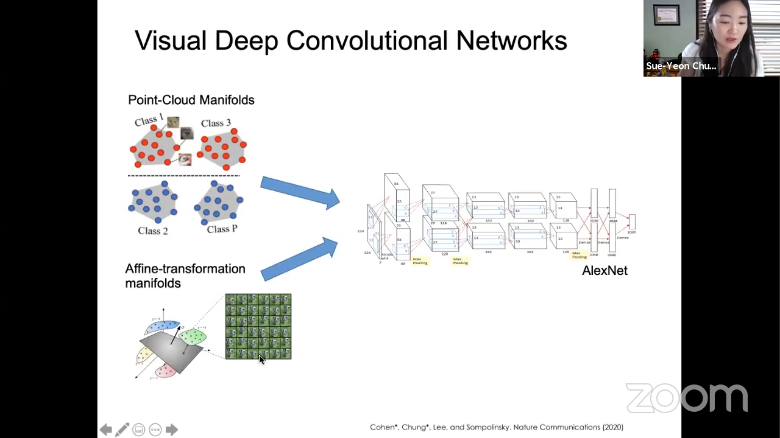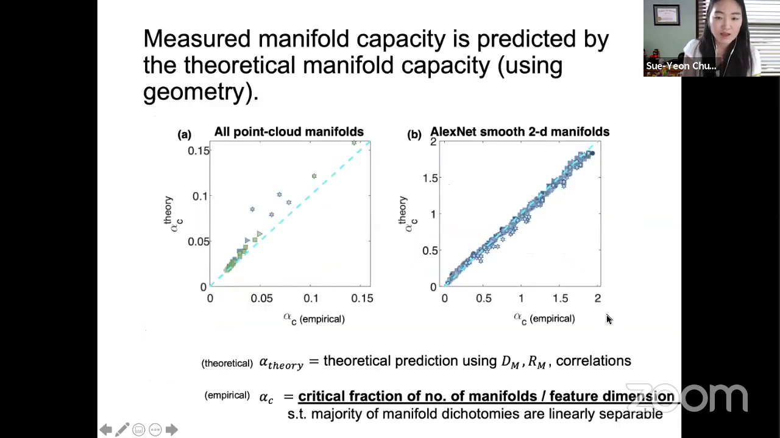Another object manifold that we define is an affine transformation manifold, which is starting with one image, and you apply affine transformations to get a smooth and small manifold, and this is kind of reflective of the data augmentations that you do on a deep net. And then you run these images on a conventional CNN, and you can extract the features from every layer of the network and start analyzing it with this metric.